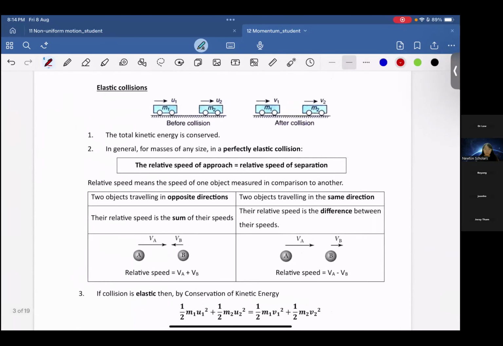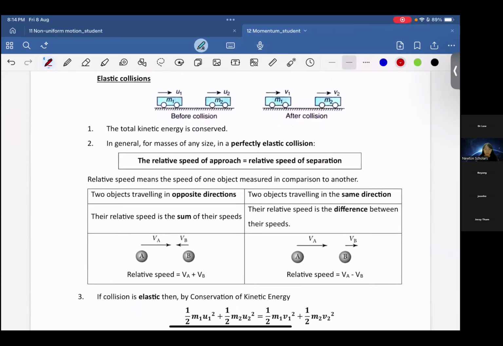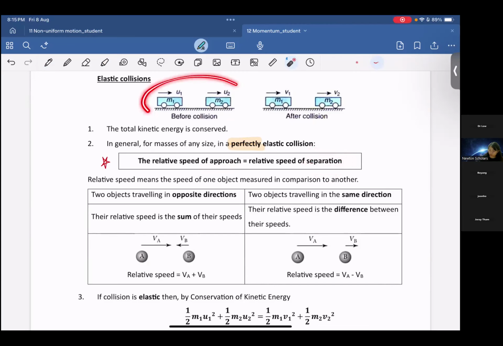Elastic. There is something new for our AS. This one previously we didn't learn. I want you to highlight perfectly elastic collision. It can be not perfect, but for perfectly elastic, we need to follow this rule. The relative speed of approach and the relative speed of separation must be the same. Relative speed means the speed of one object measured in comparison to another one.